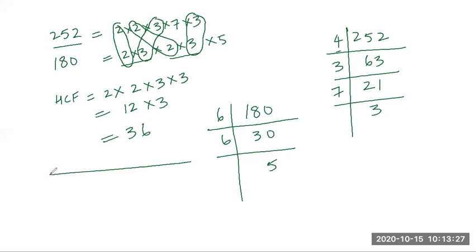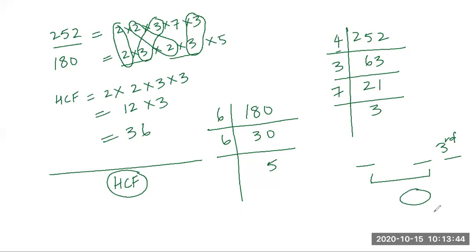So this is how, students, Euclid division lemma is helping us to find the HCF of two numbers. Suppose three numbers are given. Then first you find HCF of two numbers, then take that number and the third number. In the same way, you can find HCF of n numbers.